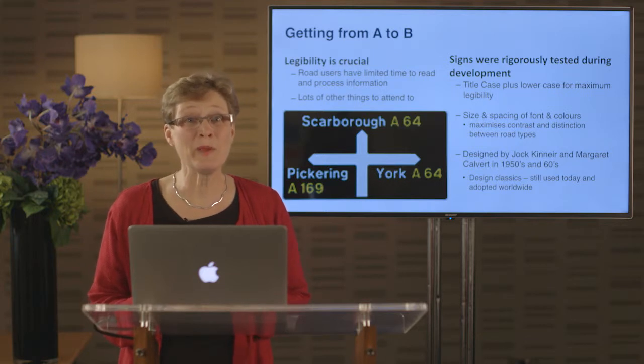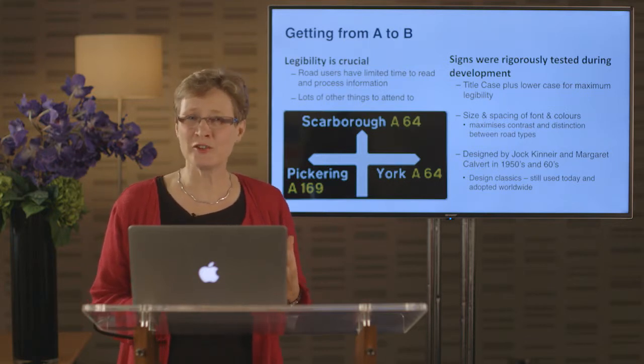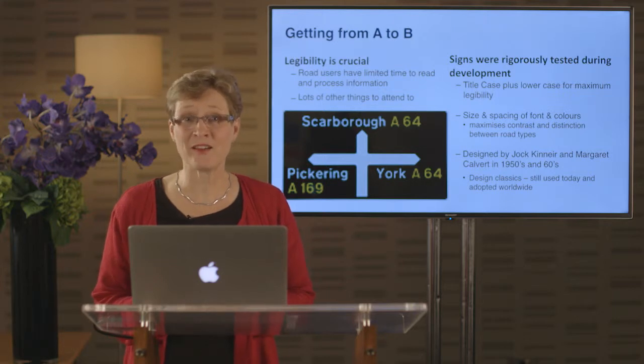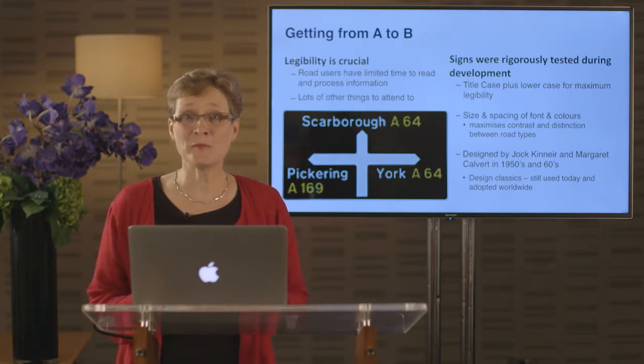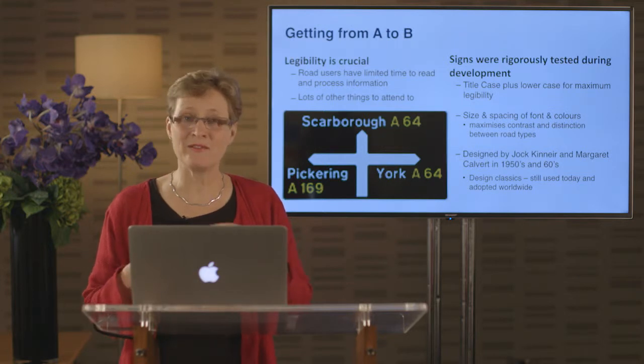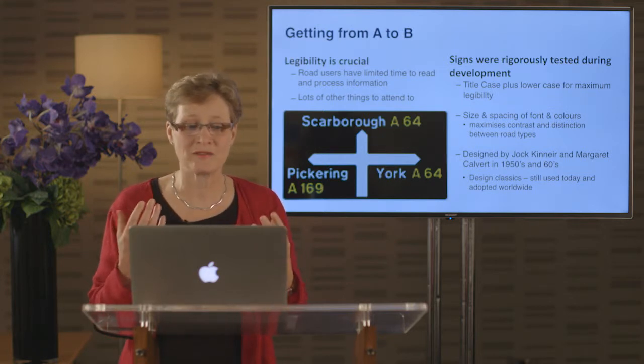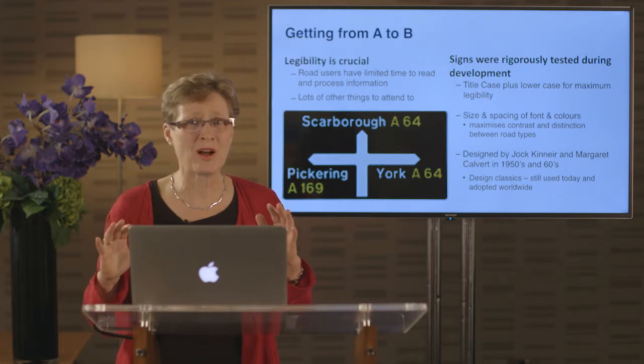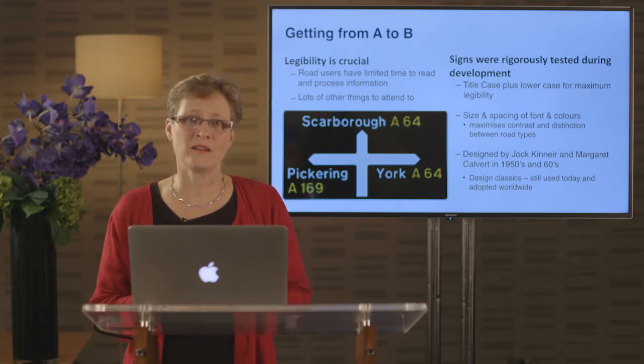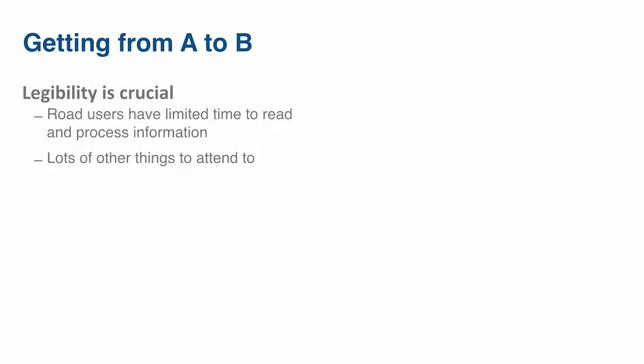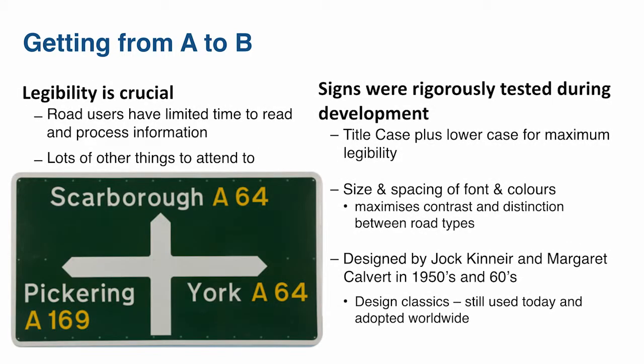Road signs, where would we be without them? Even a learner driver or a visitor from overseas can get from A to B. Legibility is crucial. Road users have limited time to read and process information, and there's lots of other things to attend to as there are in healthcare. These signs were rigorously tested during development. They use upper and lower case for maximum legibility. The size and spacing of the letters and the colours and the fonts are deliberately used to maximise contrast and the distinction, so for example between road types.